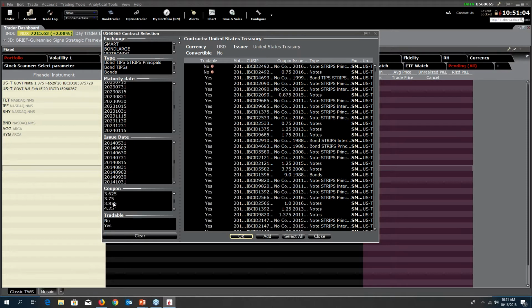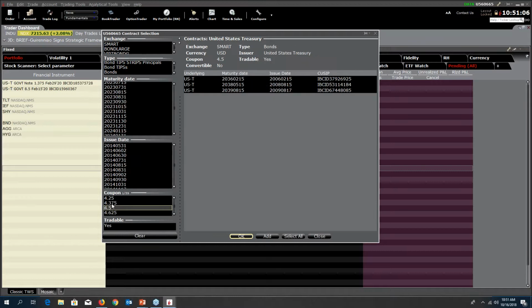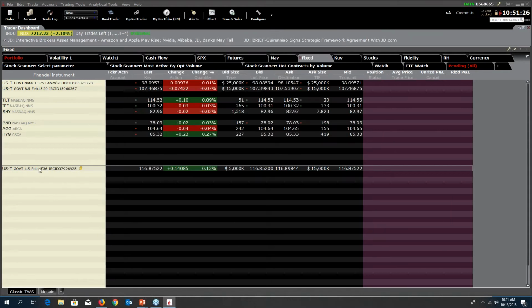So let's say we wanted a higher yielding bond. Let's see if there's anything that's yielding 4.5%. Well, 4.5%, we have some choices here. These don't mature until 2036 or 2038 and so forth, but they're yielding 4.5%. Let's look at a quote on one of these. So here's a February 15th, 2036 U.S. government bond. If you were to buy this bond, it would pay you 4.5% annually.